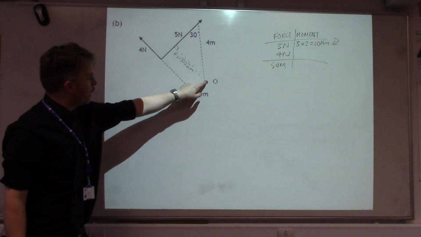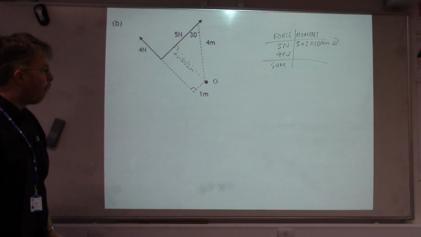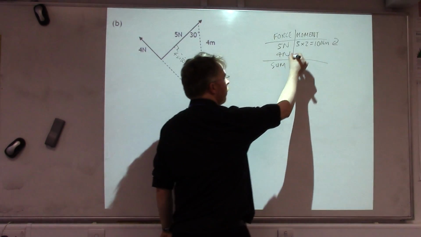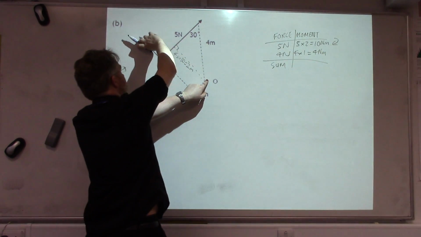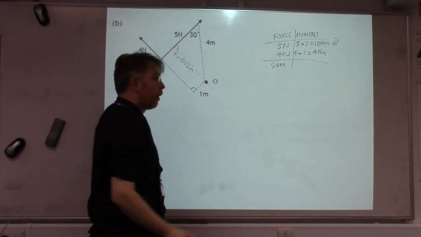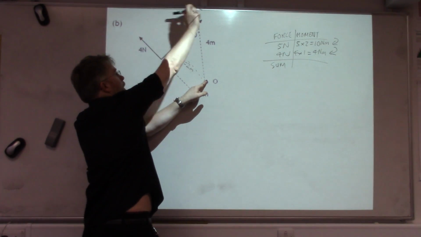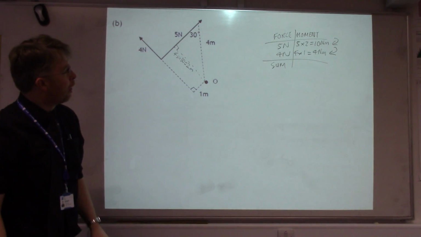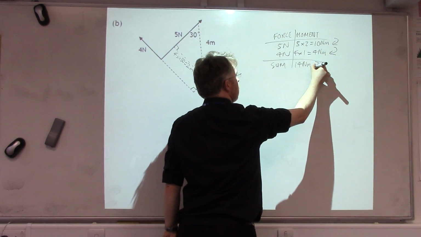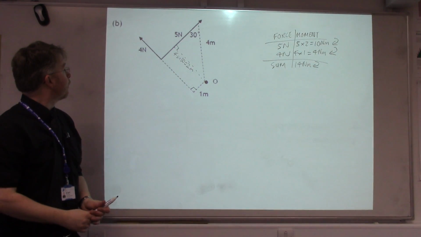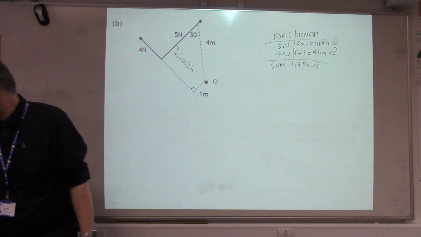The 4 newton force, we've extended the line of action. So the perpendicular distance is 1 metre, so 4 times 1 is 4. And if we spin round O, it is also going in a clockwise direction. So 10 plus the 4 is 14 Newton metres clockwise. So directions are important to make sure we know if we need to add them or subtract them.